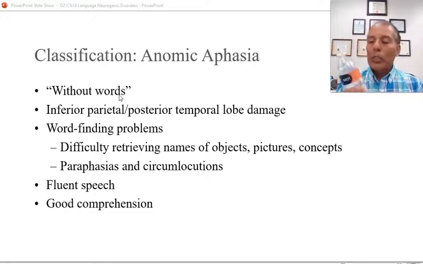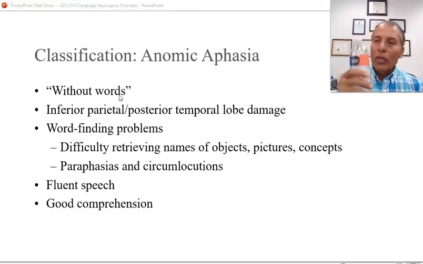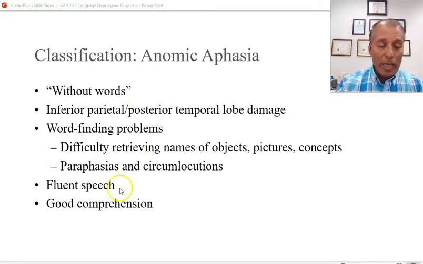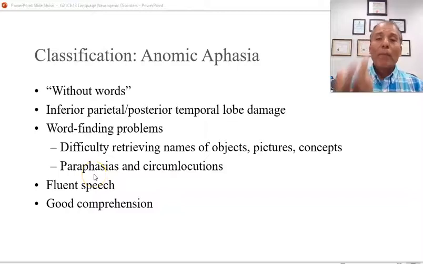So say I want to have a bottle, but I can't say bottle. So, give me the thing that you drink from. Give me the drinking container. So going around it, but not naming it. Paraphasias can be literal, involving single sounds, or can be verbal. Speech is fluent, meaning their motor skills are intact and they can make speech, and they have good comprehension.